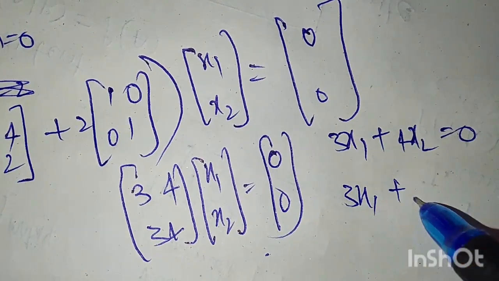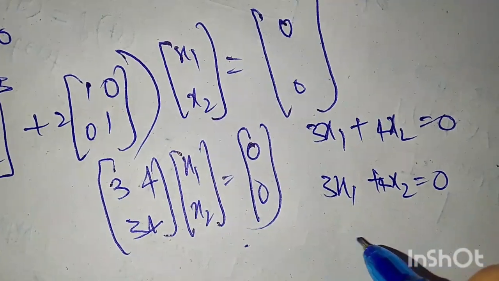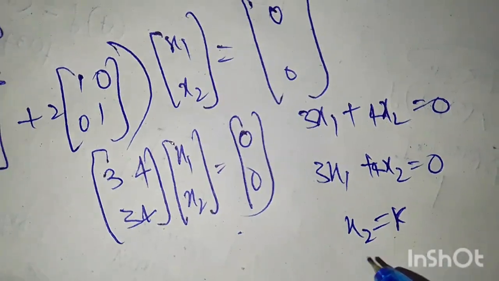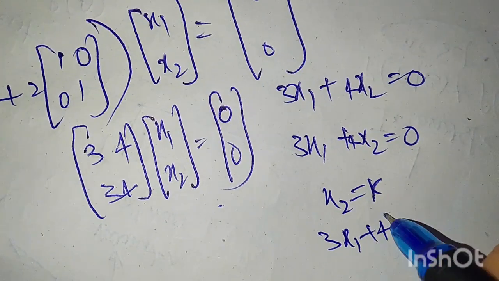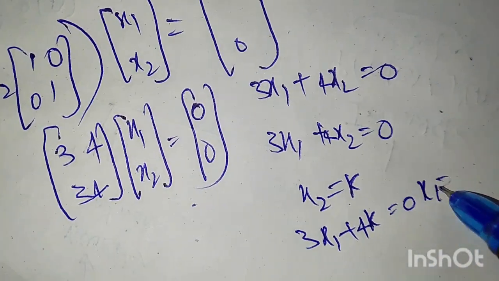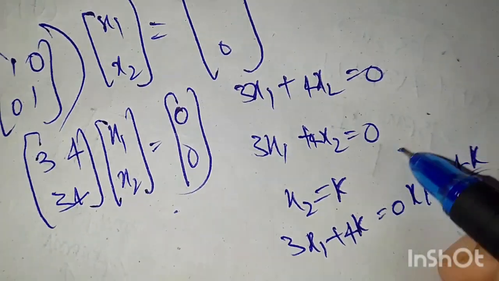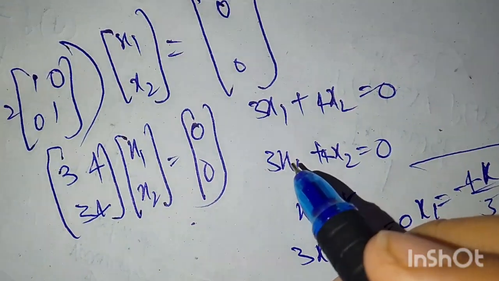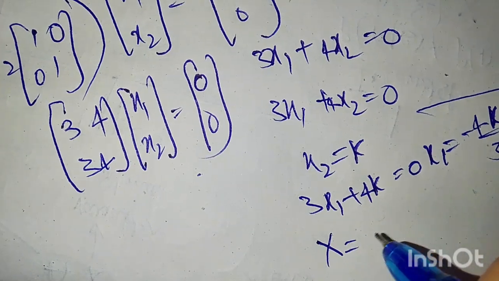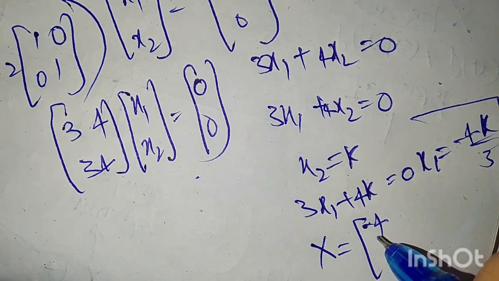So we'll put x2 equal to k, and then we'll write 3x1 plus 4k is 0, so x1 is equal to minus 4k by 3. So x2 is k. Therefore, your solution matrix is x1, x2 equal to minus 4 by 3 k, k. Okay.